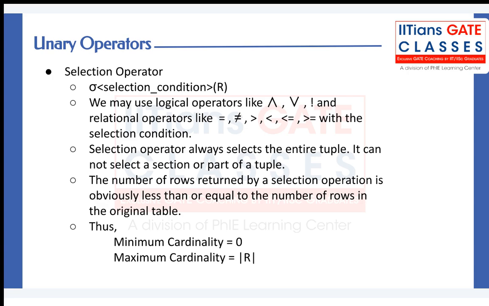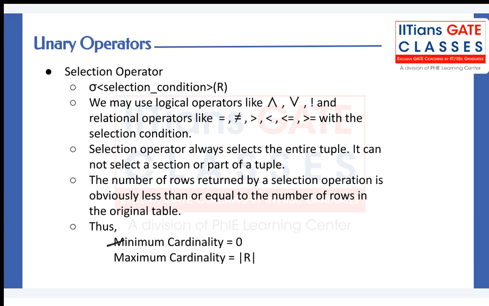So one is the selection operator. The selection operator is denoted by sigma, and there is a selection condition on a relation R. You may use logical operators like and, or, not, and relational operators like equal to, not equal to, greater than, less than, less than or equal to, greater than or equal to in the selection condition. The selection operator always selects the entire tuple. It cannot select a section or part of a tuple.